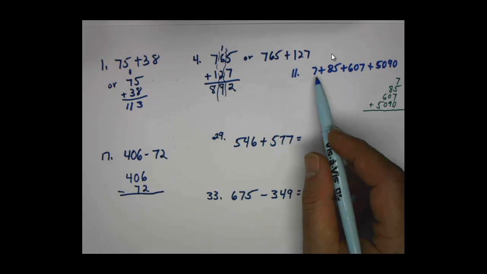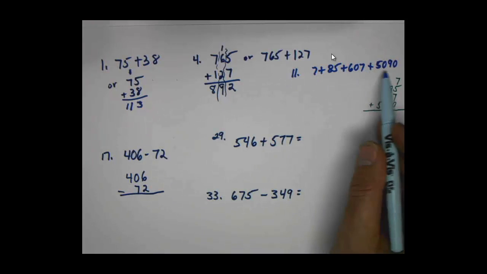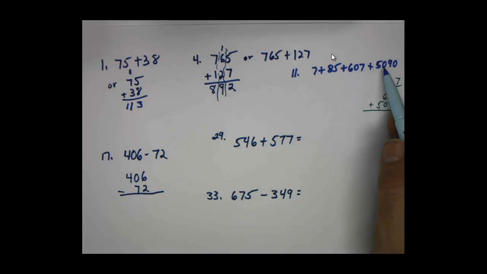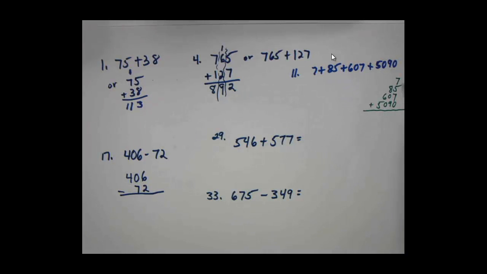Over here, problem 11, we have 4 addends. So we have the 7, 85, 607, and 5090. Written vertically, we have this. Now notice how I line them up, because each one of these is a column. This is the ones column, the tens column, hundreds column, thousands column.